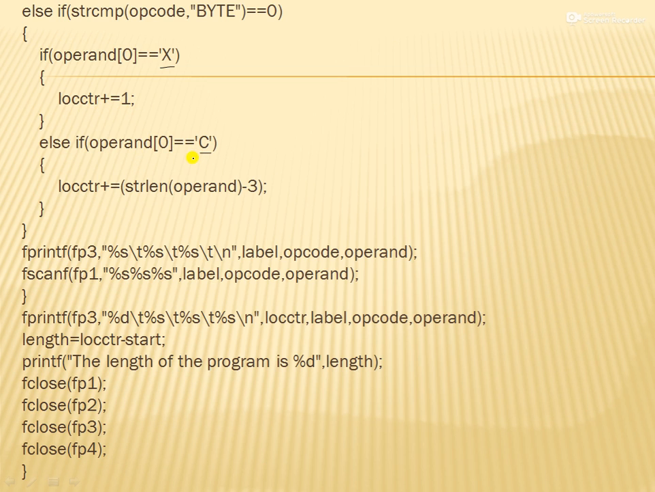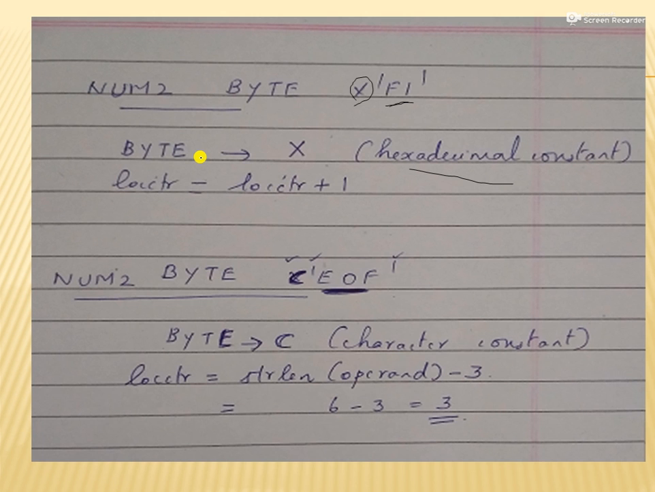The next case is operand of 0 equal to c. So suppose instead of x it is c, that means operand of 0 equal to c, it is a character constant. Then the length of this string should be found. That means operand should be found. Operand means this is a complete operand value, and it all consists of C, 2 single quotes, and EOF. So we need to find the length of this value, that is EOF, and we need to add that value to this location counter.